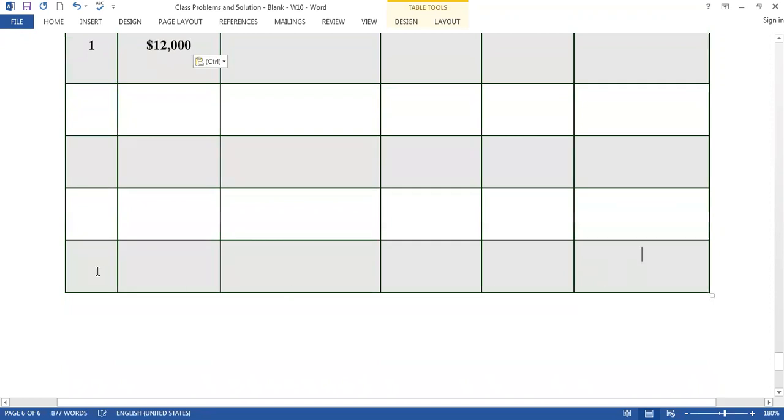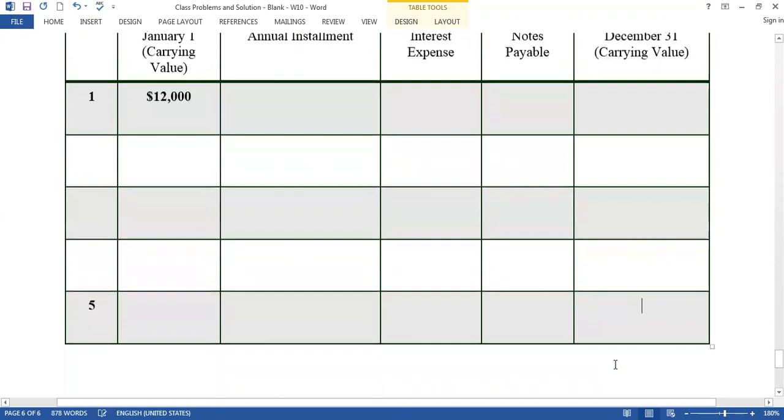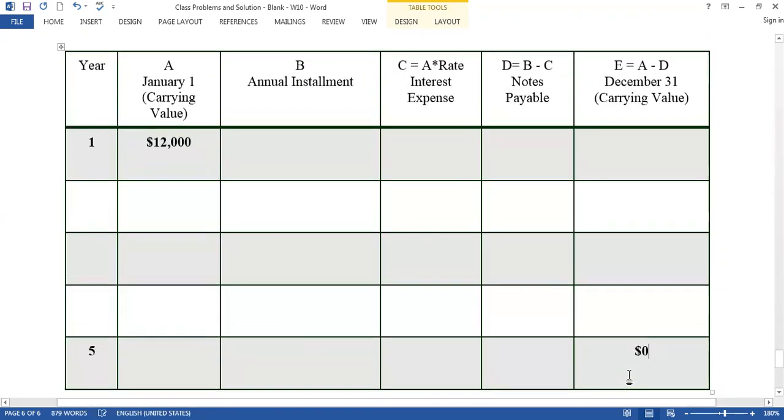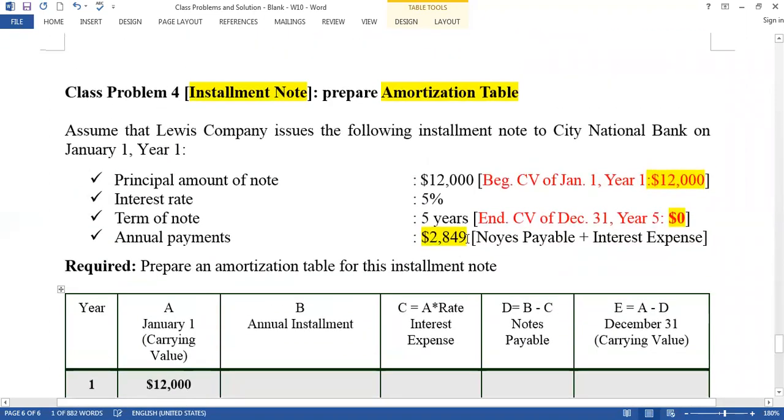And at the end of year 5, your ending carrying value should be $0. We begin with $12,000 and end with $0, right? We have years 2, 3, and 4. So why will we have this money at 0? Because we are going to pay them some money every year.